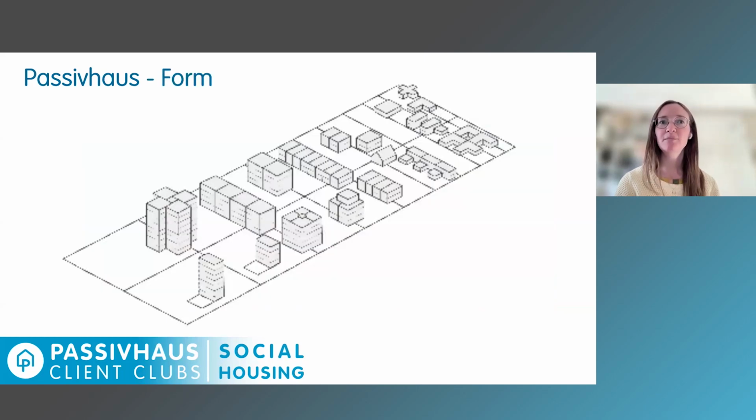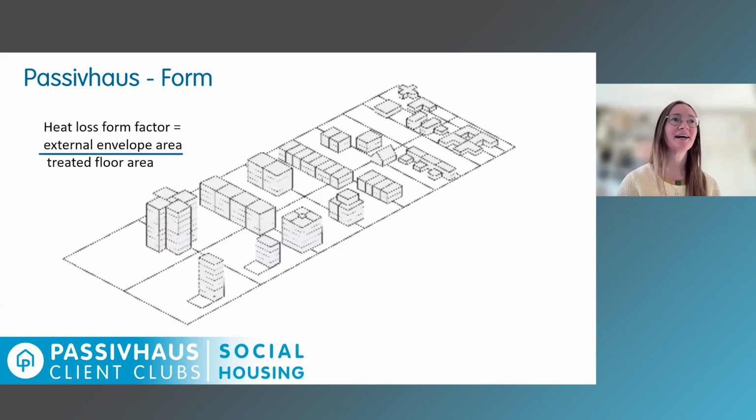Sorry about the quality on this slide, it's not come across very well. But this is just to say that in terms of having a cost-effective Passivhaus project, there are a few things that we can do as design teams very early on in the project. One is really paying attention to the form of our building and getting our consultants to do that.